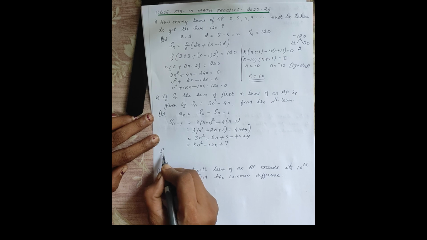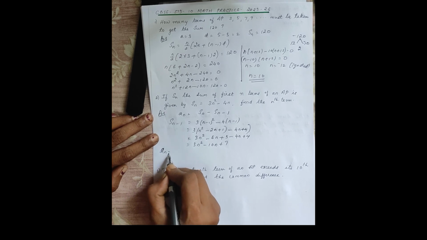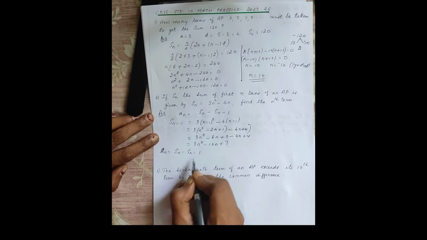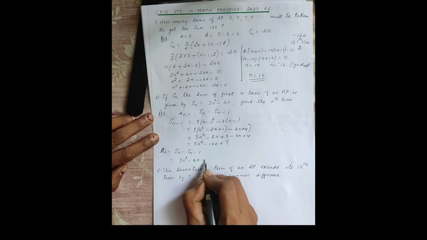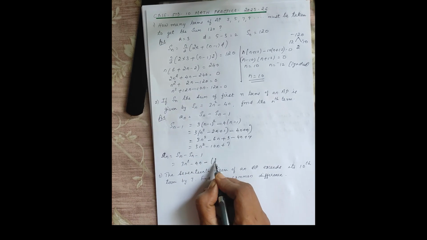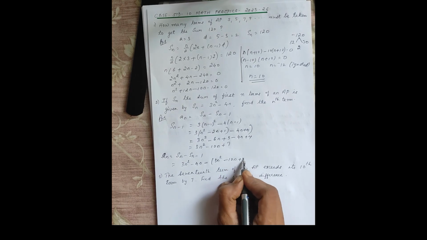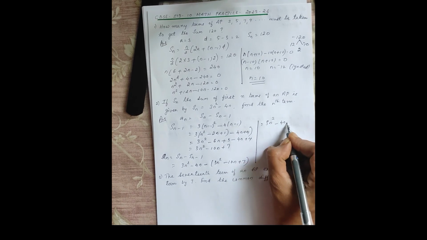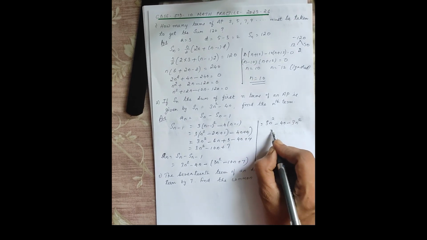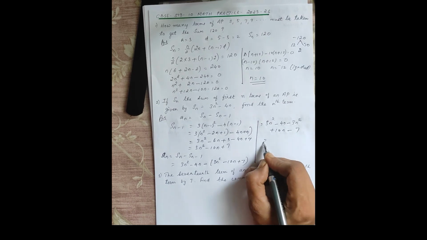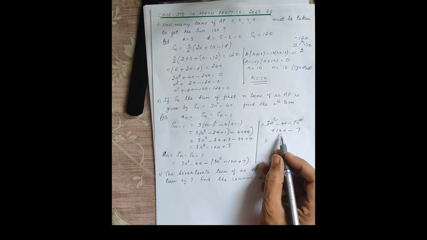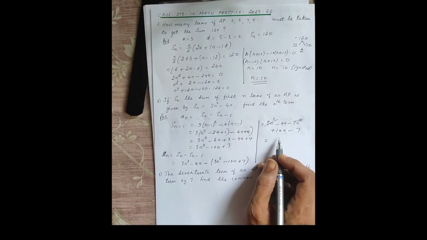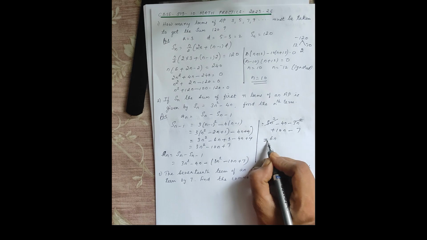Now you should get an is equal to Sn minus Sn minus 1. Sn is 3n square minus 4n, given in the question, minus bracket 3n square minus 10n plus 7, equal to 3n square minus 4n, open the bracket, minus 3n square plus 10n minus 7. So these two cancelled. Minus 4n plus 10n, that is 6n. Positive 6n minus 7 is the final answer.